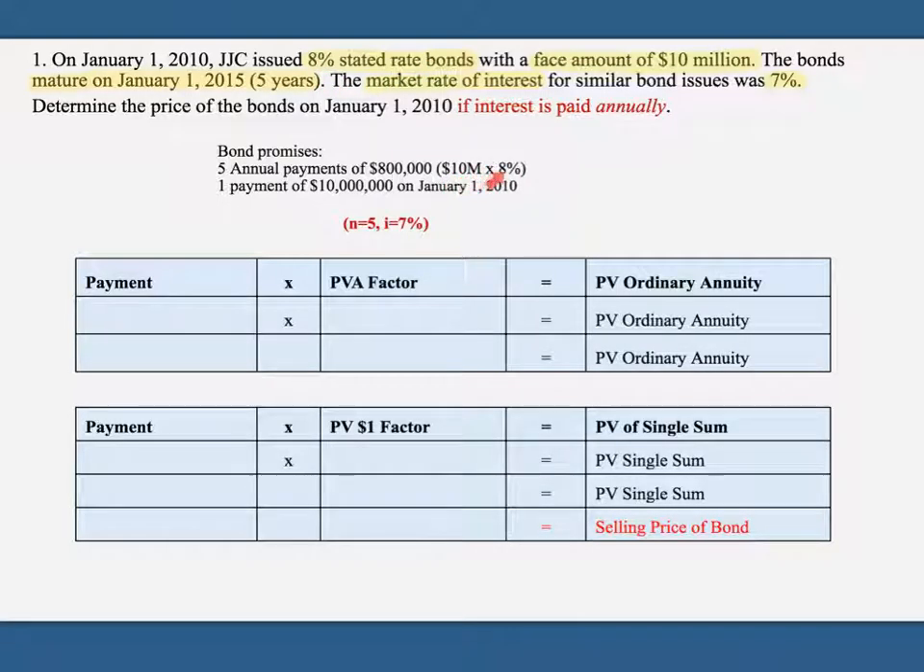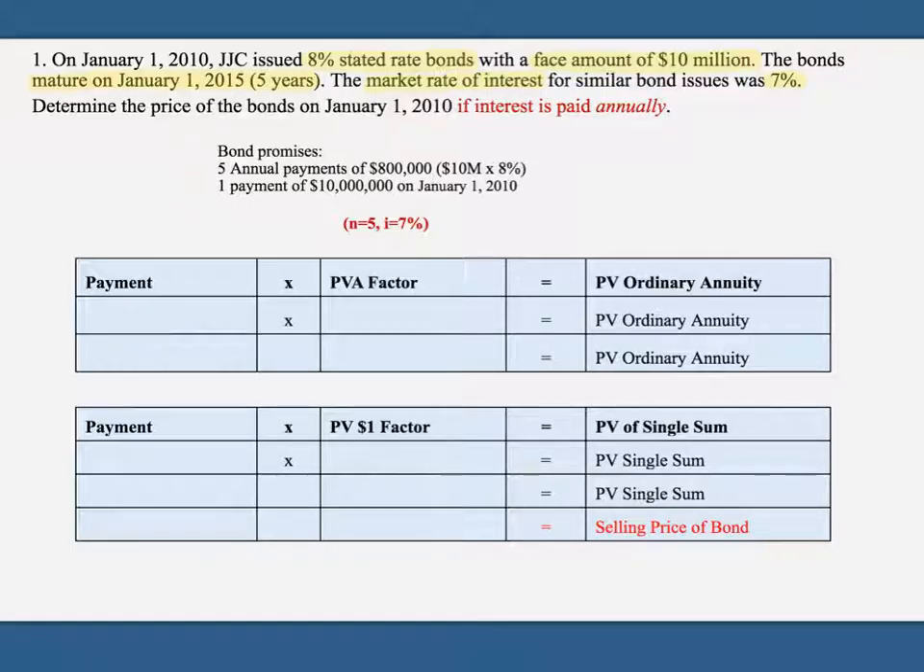So that tells us what the interest payments are going to be annually, because remember, interest is being paid annually in this problem, and it's going to be $800,000. So then we have the one payment of $10 million for the face amount as well. So what we need to do is separately calculate the present value of both of these. We'll calculate the present value of these 5 annual interest payments of $800,000 and then the one $10 million payment. So let's start with the interest payment.